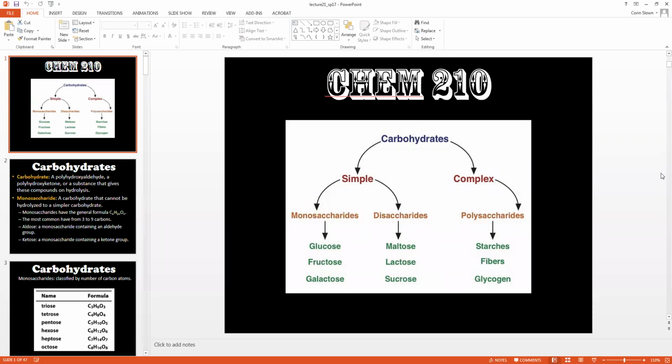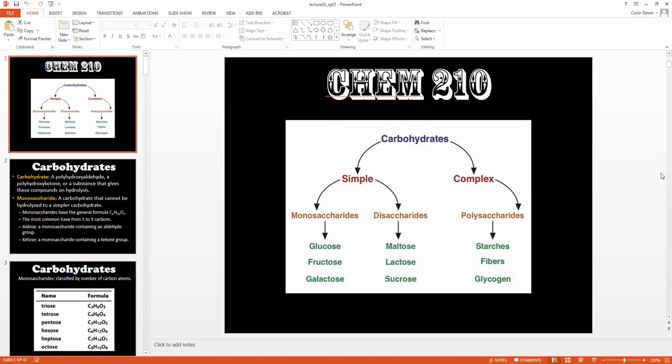So there are two general classifications that we think of in terms of carbohydrates, and those are going to be simple and complex carbohydrates. Simple carbohydrates are made up of monosaccharides and disaccharides. If we think about that word mono and di, that would suggest one sugar and two sugar. Some examples of monosaccharides and disaccharides are shown. These would be glucose, fructose, galactose. For disaccharides, that would be maltose, lactose, and sucrose.